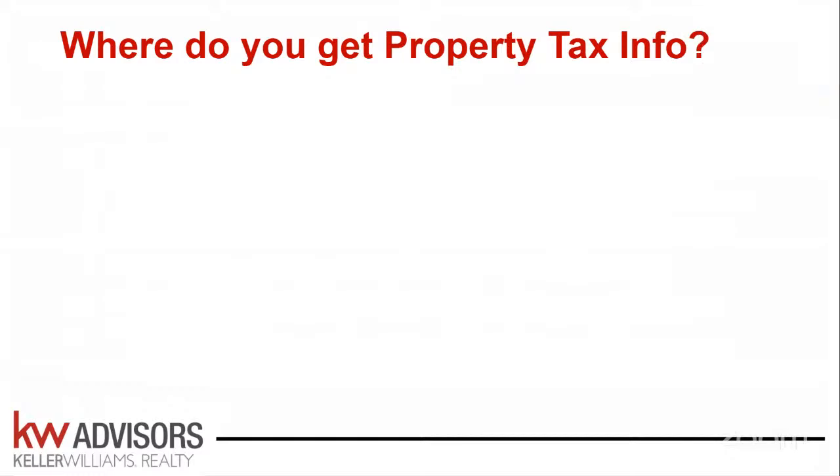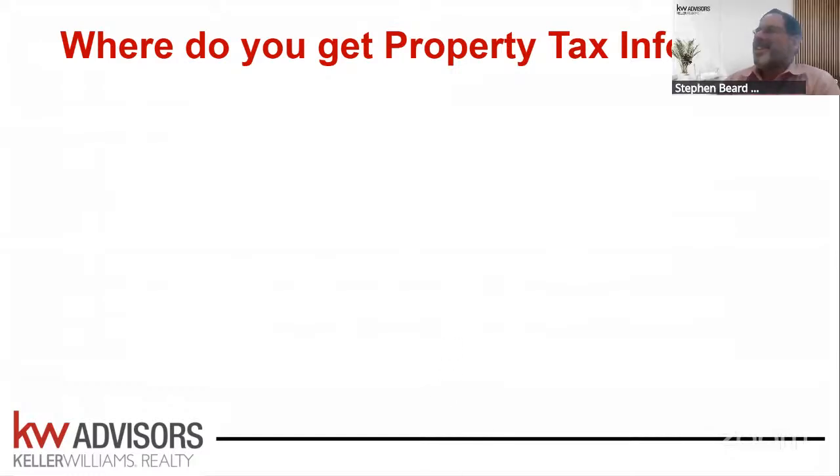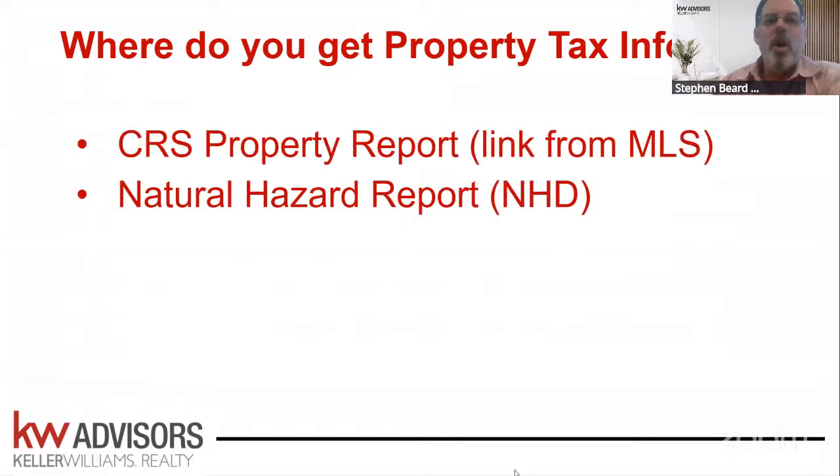Natural hazards disclosure usually has property tax. Yes. Thank you, Liz. So the listing agent will probably have, in the disclosure package, a document called a natural hazard disclosure, and it will have a fairly accurate representation of the anticipated property taxes. All right.